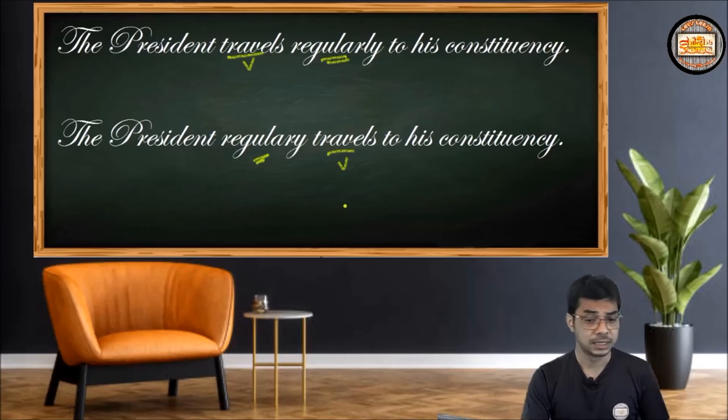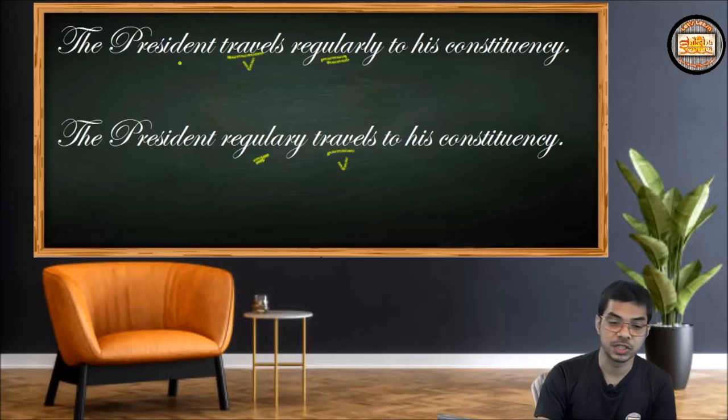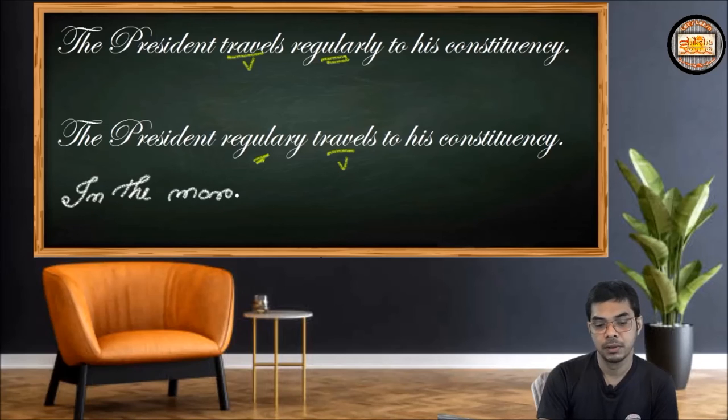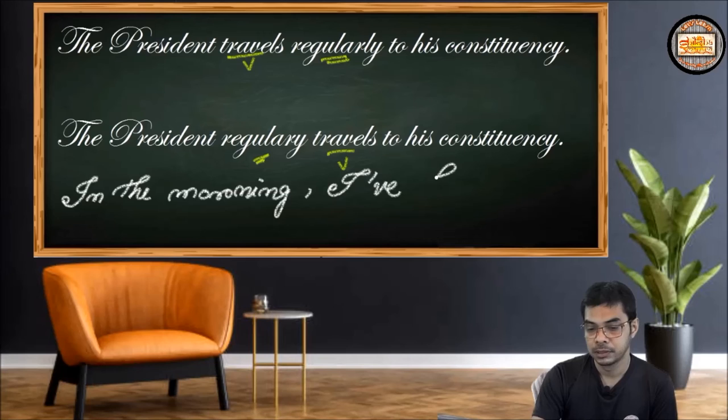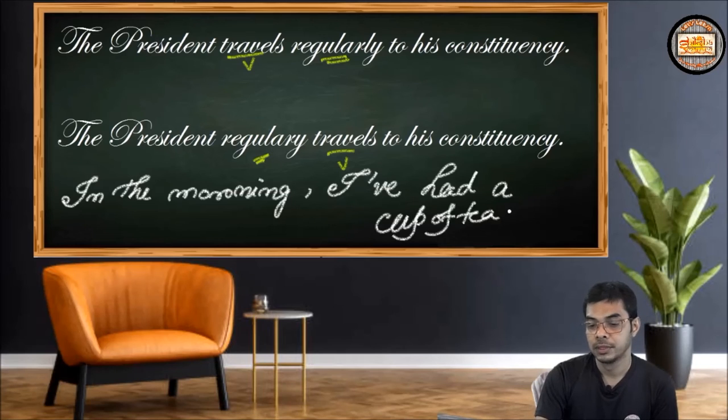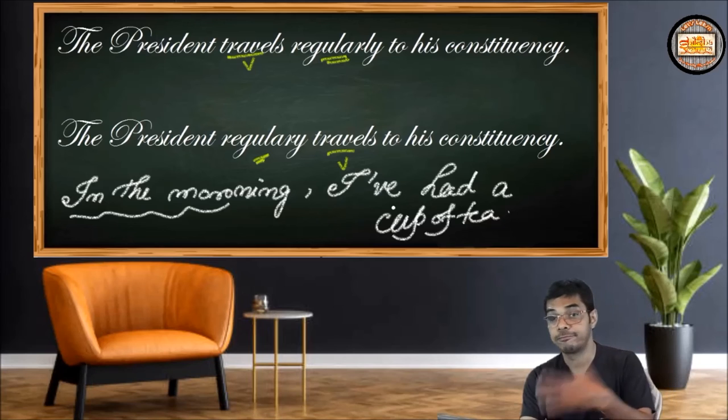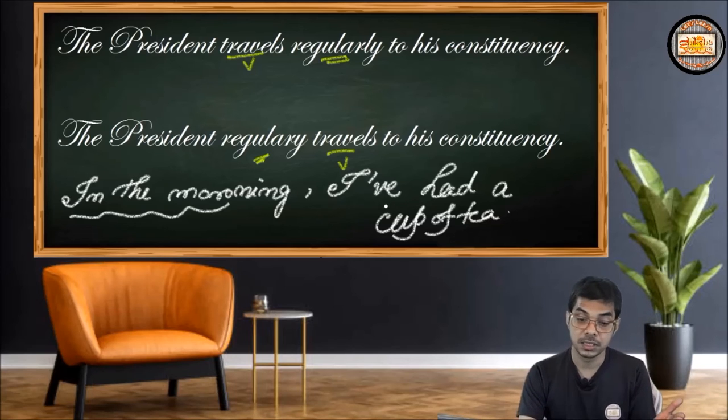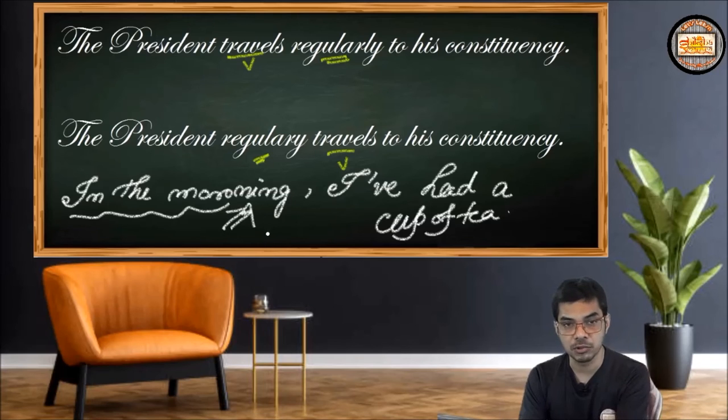And sometimes these adjuncts also appear in the frontal position like this. If I say, in the morning, I have had a cup of tea. So in the morning, it has come at the beginning of the sentence. That means it's a frontal position adjunct. Adjuncts used in the frontal position.